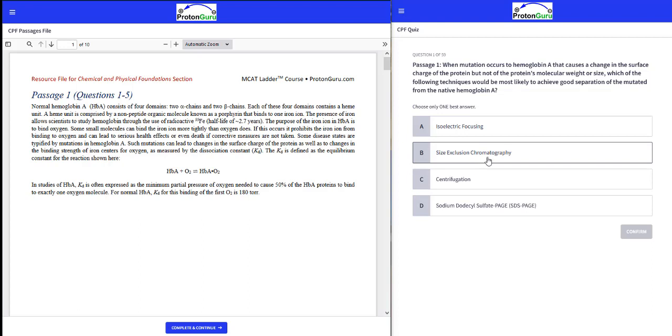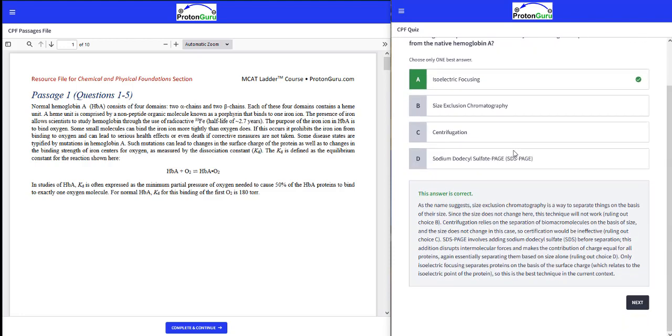Size exclusion chromatography separates by size. Centrifugation does as well. The sodium dodecyl sulfate PAGE, SDS-PAGE technique, will add these SDS molecules, negatively charged, to the surface of all the proteins in the sample so that you even out all the charges. So that is not what we want in this case. It's really only the isoelectric focusing technique that separates proteins on the basis of their charge, not on the basis of their size.